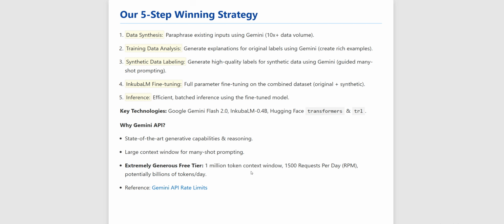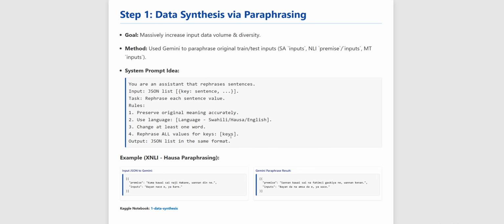Now let's dig into step 1, data synthesis through paraphrasing. The goal was simple: massively increase my input data volume and diversity. I used Gemini to paraphrase the original training and test inputs across all tasks. For sentiment analysis, I paraphrased the inputs. For NLI, I paraphrased both the premise and hypothesis inputs. And for machine translation, I paraphrased the inputs.